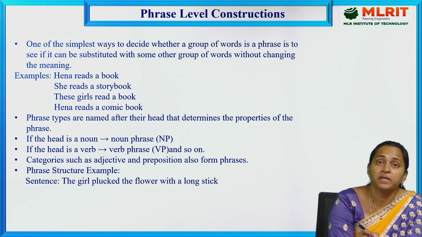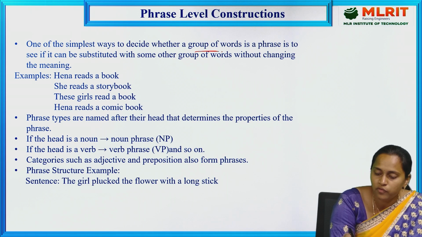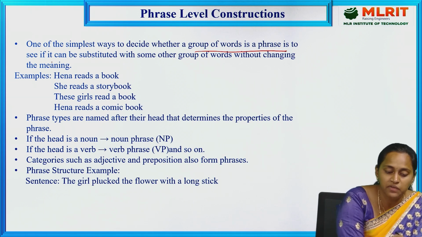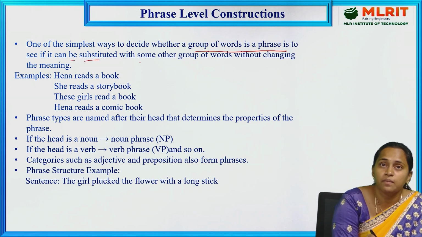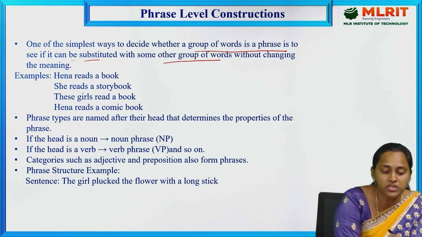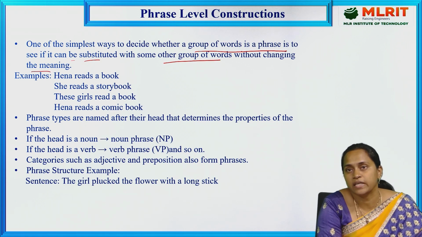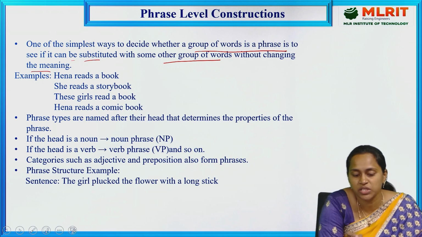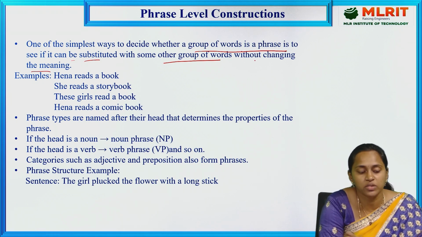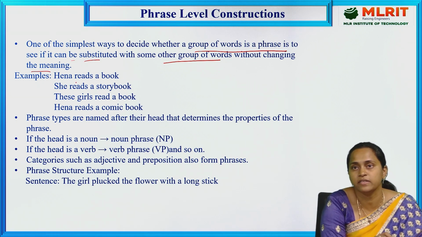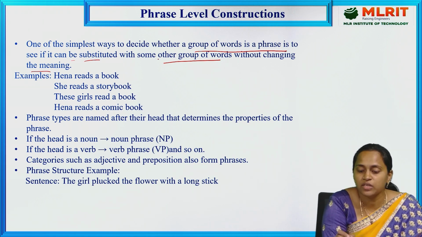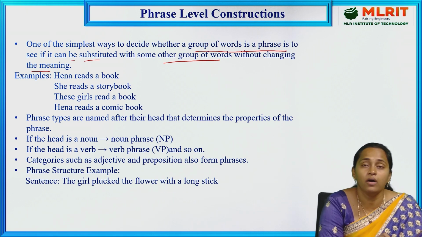One of the simplest ways to decide whether a group of words is a phrase is to see if it can be substituted with some other group of words without changing the meaning. How are we adding words to the sentences with no change of meaning? By using phrase level construction. This is the simplest way to decide whether a group of words is a phrase or not.